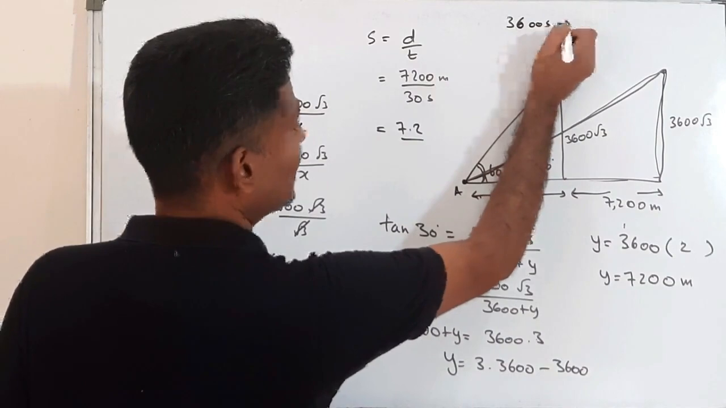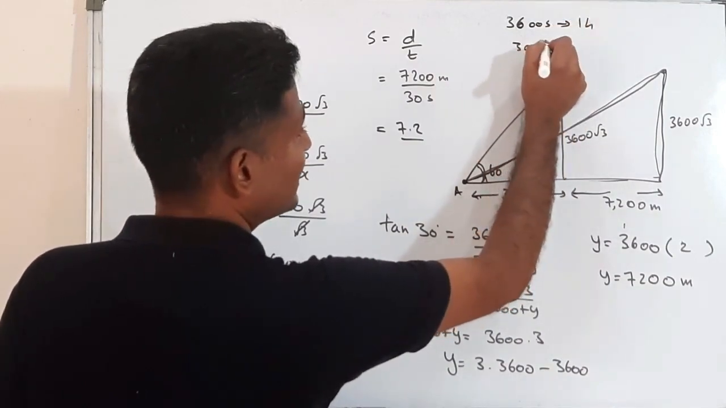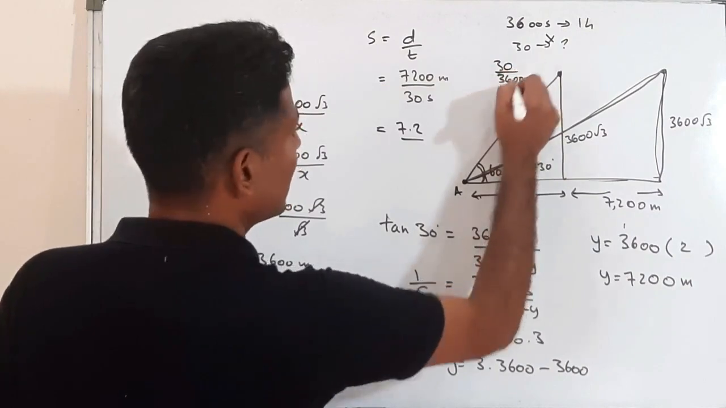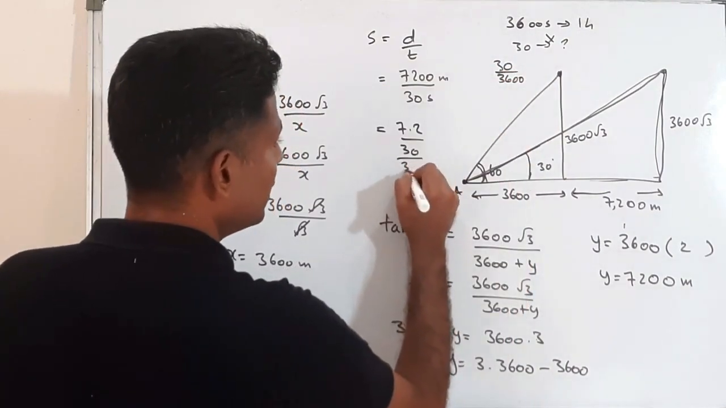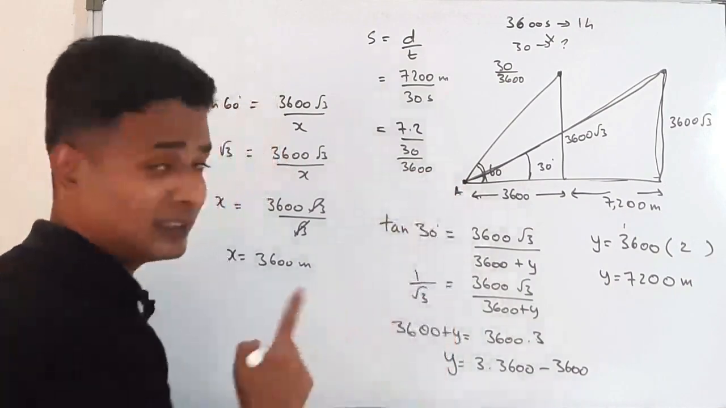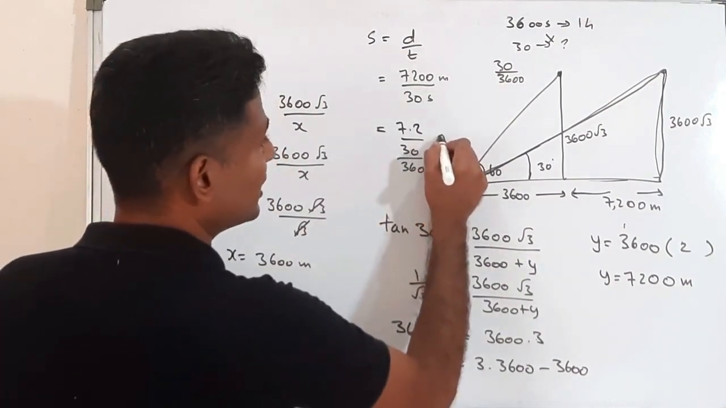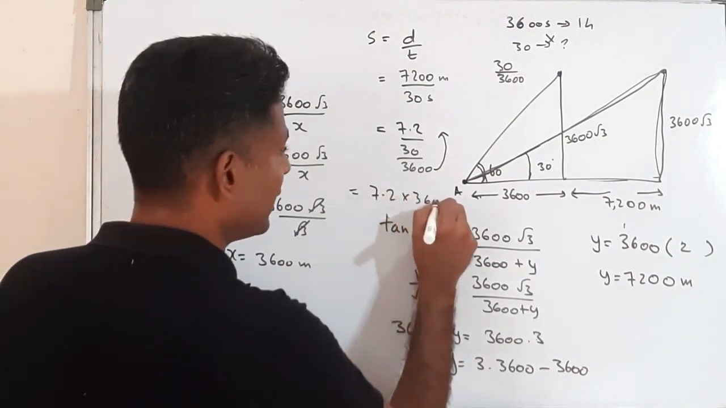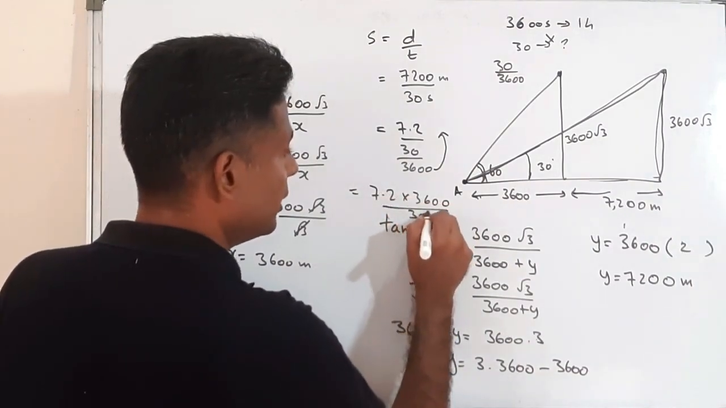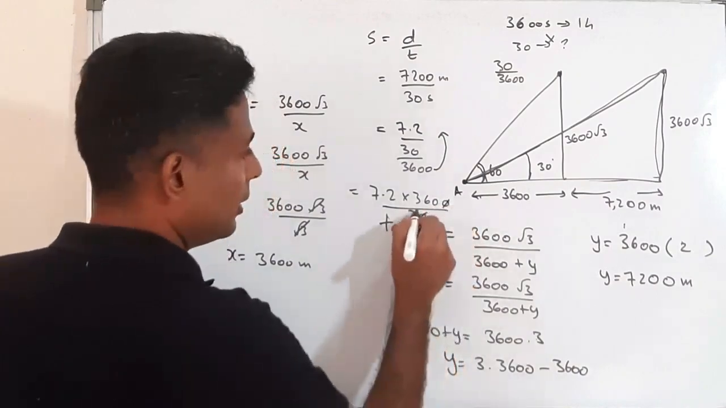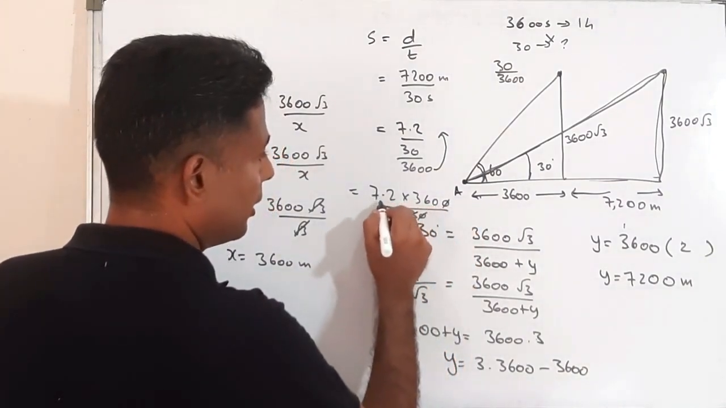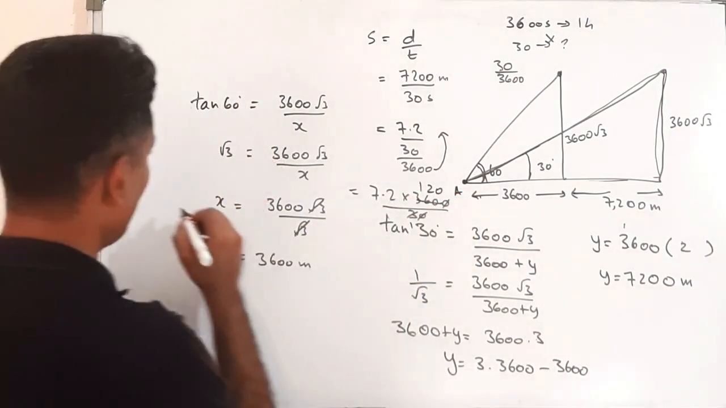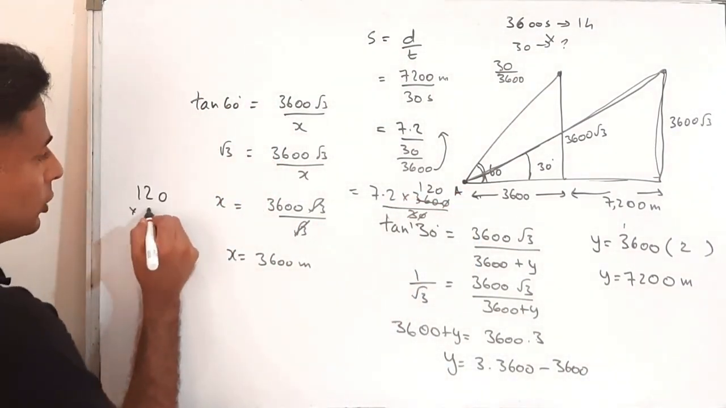3600 seconds is 1 hour. 30 seconds is how much? So 30 by 3600. So we'll get 30 by 3600 over here. This many hours. So this 3600 goes up. We get 7.2 into 3600 by 30. So 10 cancels, 3 ones are 3, I'll divide, 120 is left, right? So 7.2 into 120. So 120 into 7.2.